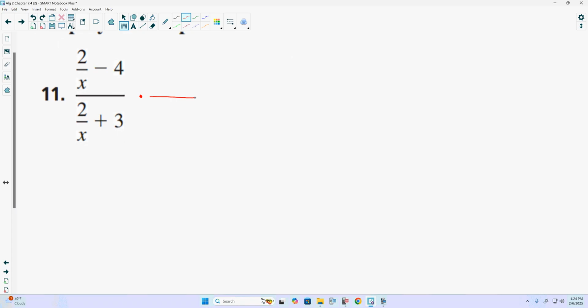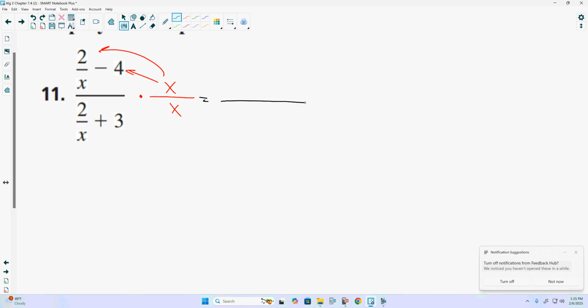Let's look at this one here. Least common denominator for this is what? x. x is the only variable or expression in the bottom of the fraction. It shows up twice, but it only shows up in each one of those once. So we can multiply the top and bottom by x.